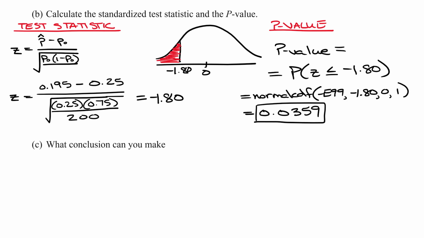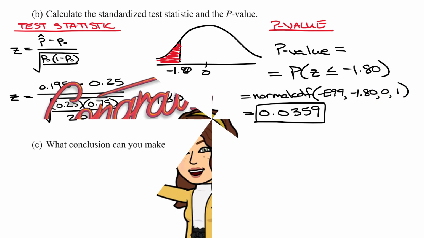And so if we work this out with a calculator, we'll plug in our lower bound, negative E99, or something really, really small. And then our upper bound is the boundary here, our z, negative 1.80. And then our mean and standard deviation are just the 0 and 1 because we standardized our score to a z, so our mean for the standard normal curve is 0 and the standard deviation is 1. We find that our p-value is equal to 0.0359.